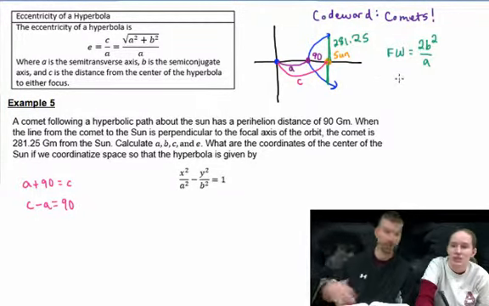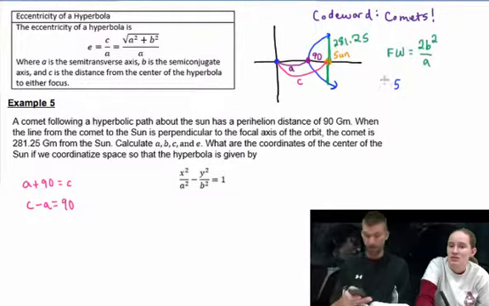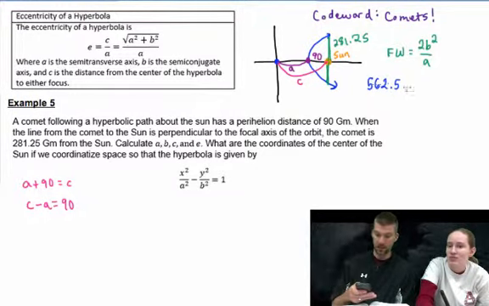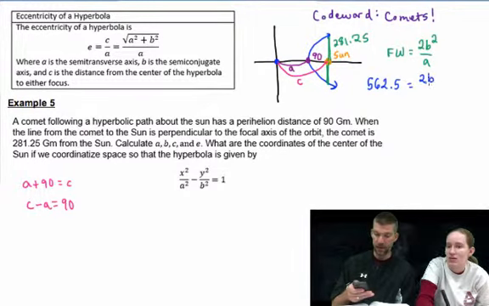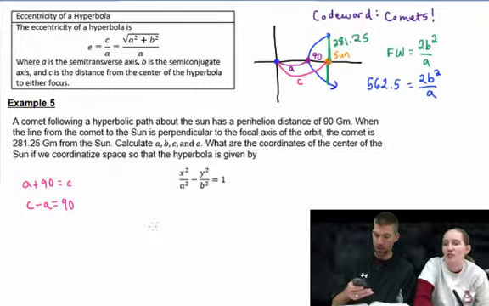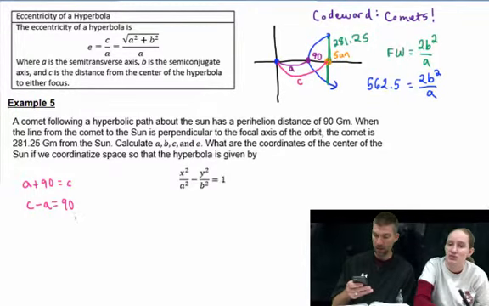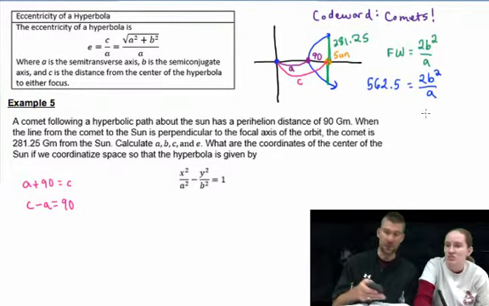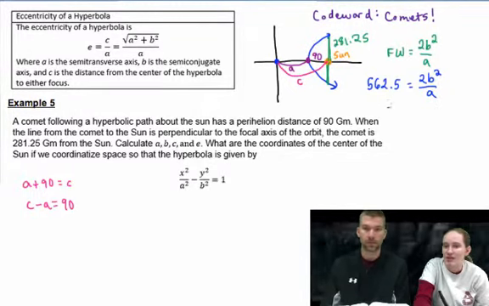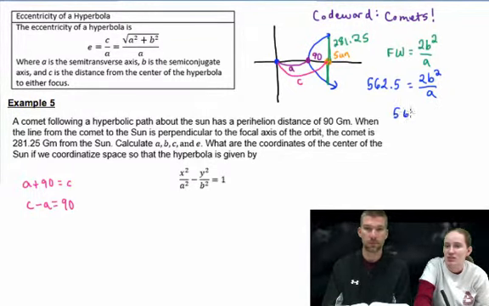I'll punch it in. Whoops, that's the camera ones. 562.5. Wow, how did you do that? Oh, magic. So that means that we have 562.5 equals this focal width, which is 2b squared over a. So we can multiply both sides by a, perhaps, to get a slightly nicer looking formula.